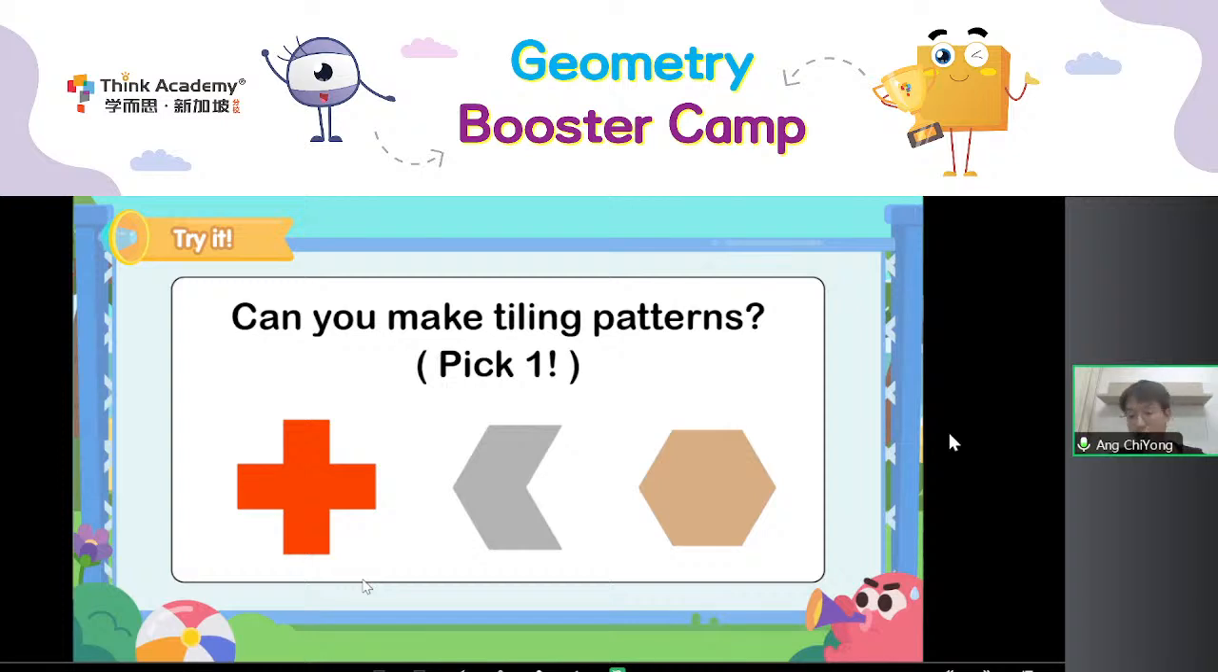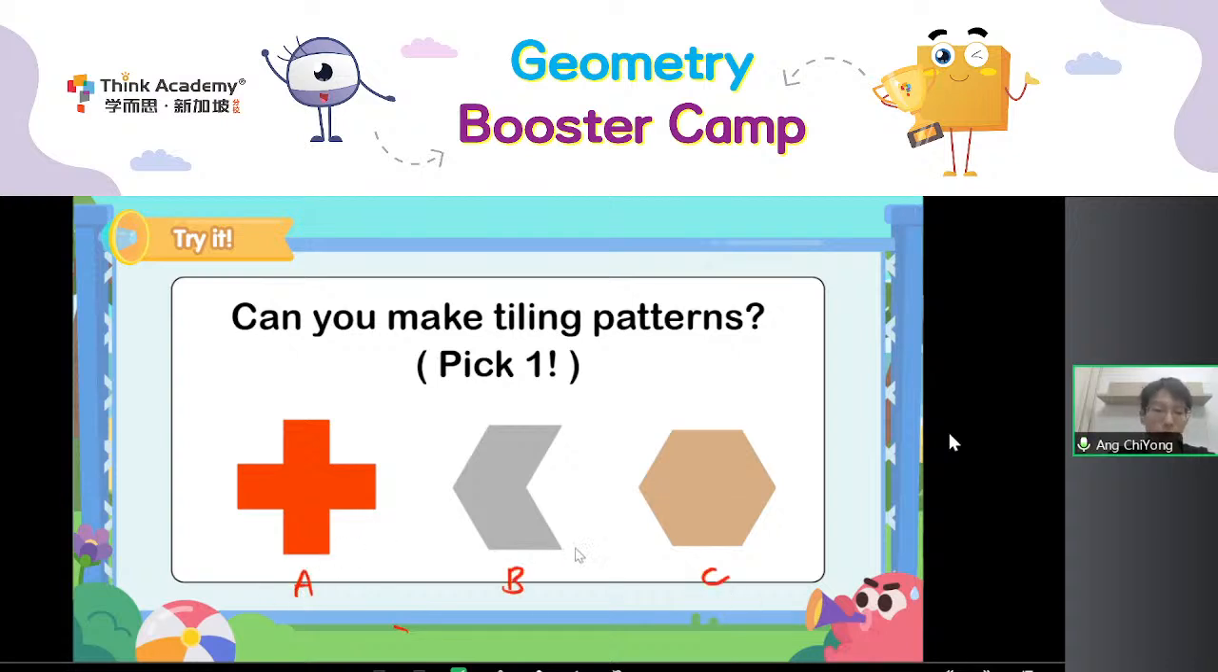Okay, on your worksheet, I will have 3 shapes for you to draw. Now, I realize that these shapes are actually pretty hard to draw. So don't worry, teacher will draw with you. Okay, so I will go down one by one. You can choose your favorite one. I will name them A, B, C.